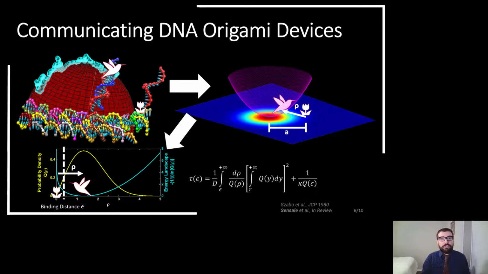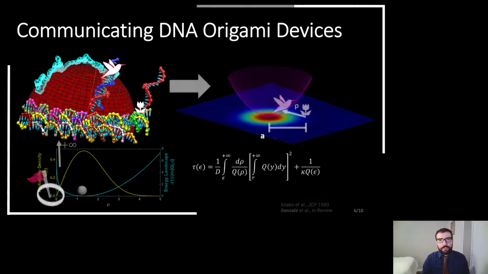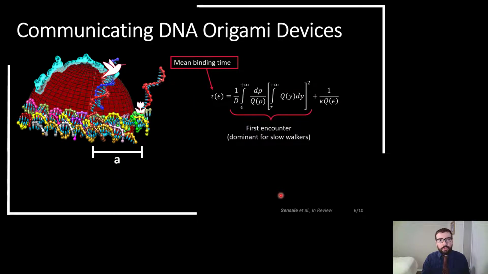Of course, if epsilon is 0, this time will be infinity, as it is quite hard to play golf with an infinitely small hole, even if we have an infinitely small ball. So let's assume epsilon is greater than 0. What we have right here, this expression for the mean binding time, is exactly what we wanted. It consists of two terms. One term represents the time it takes for the first encounter between particle and target to happen, and one term represents the time it takes for eventual reflections to lead to a successful binding event.